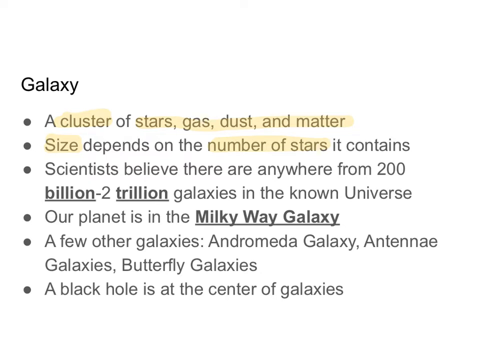Now, it's really hard for scientists to predict how many galaxies there are. It's not something where we're actually going through and counting all of them. So scientists estimate that there's anywhere from 200 billion to 2 trillion galaxies just in the known universe. That's what we can see. Our planet is in a very special galaxy called the Milky Way galaxy. There are lots of others, but a couple that I think are really cool that we do have names for are Andromeda galaxy, antenna galaxies, and I'm going to get to why that is in a second, and butterfly galaxies.